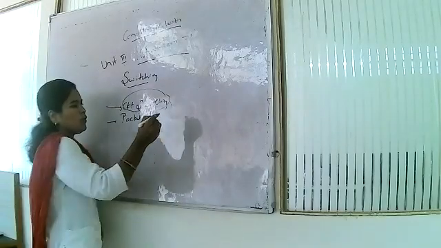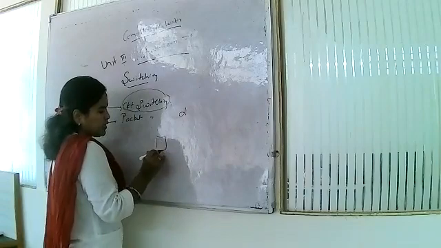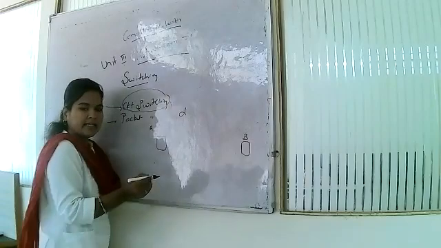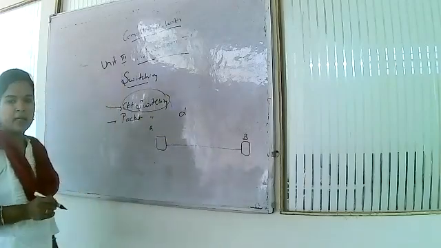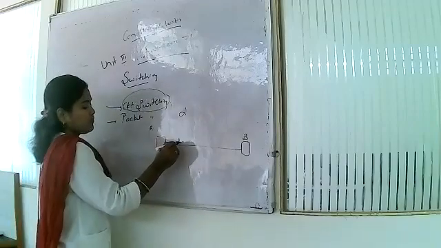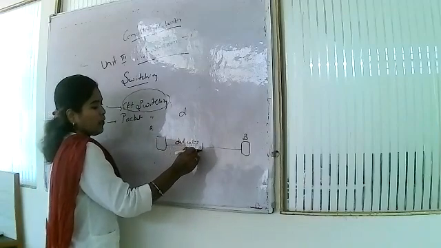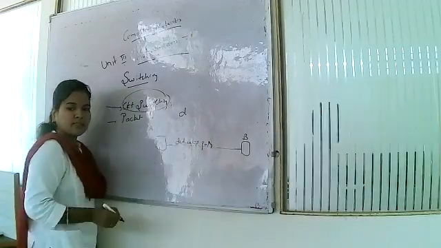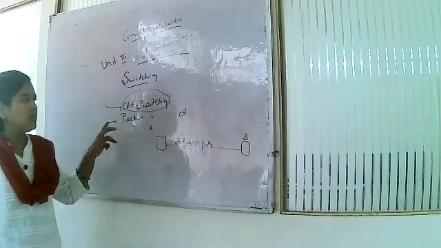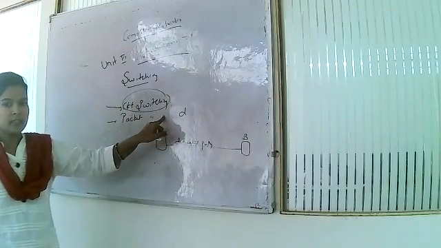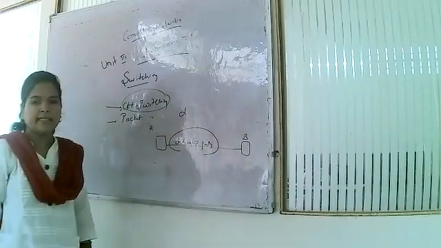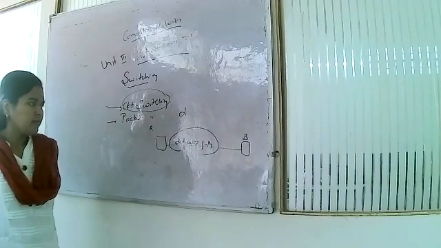What is circuit switching? I told you that before sending the data from A to B, it will create a dedicated path. After the creation of this path, it will send the data from A to B. This is circuit switching. The important point to remember is that it produces a dedicated path.